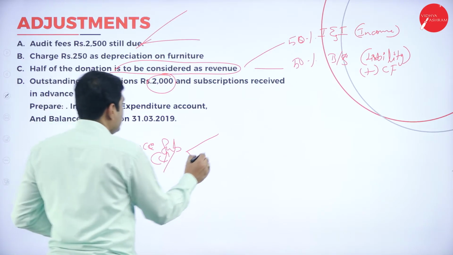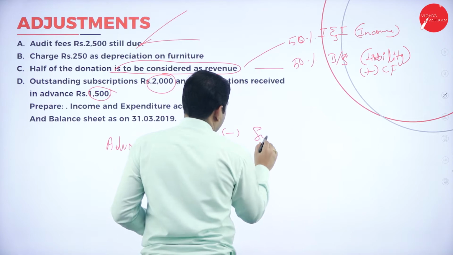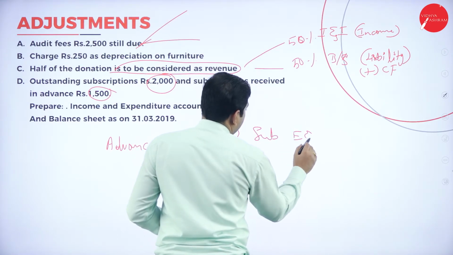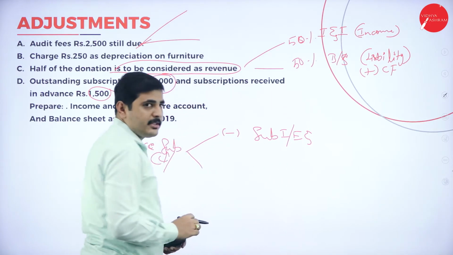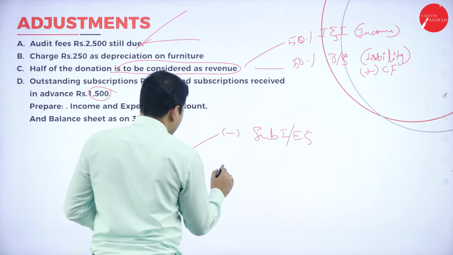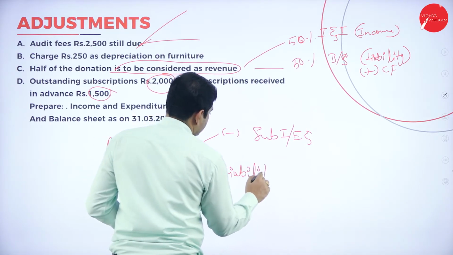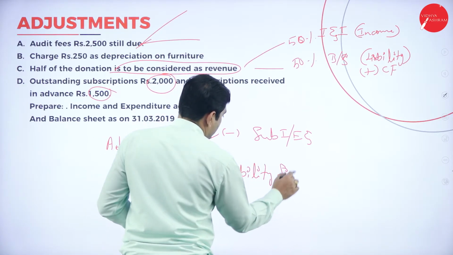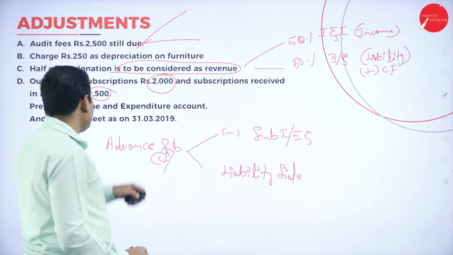So where we have to show the advance: we should deduct it from the subscription in the income and expenditure account. Again, we have to show it on the liability side of the balance sheet. So, prepare the income and expenditure account.